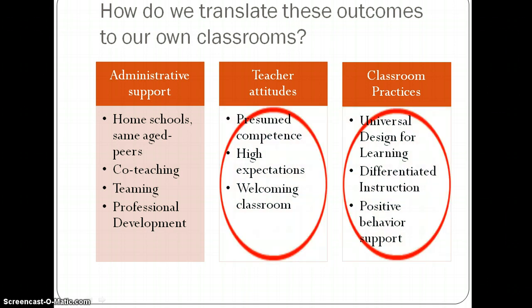This course does provide some resources on administrative support, but it primarily focuses on what happens within the walls of our classrooms. Through these 8 modules, you will be provided with resources, instruction, and opportunities to discuss and practice these skills.